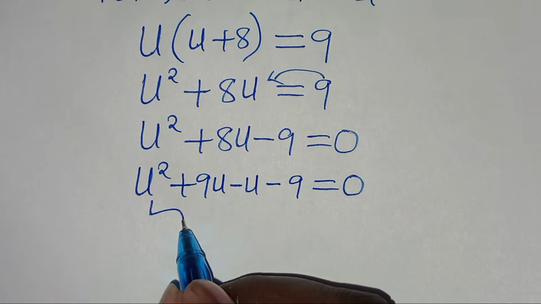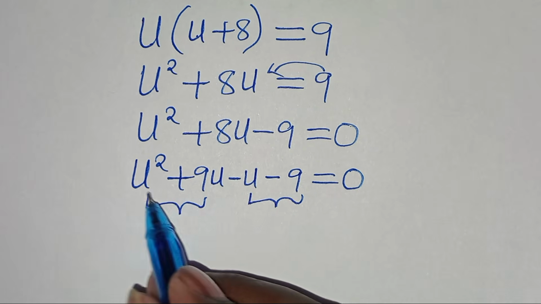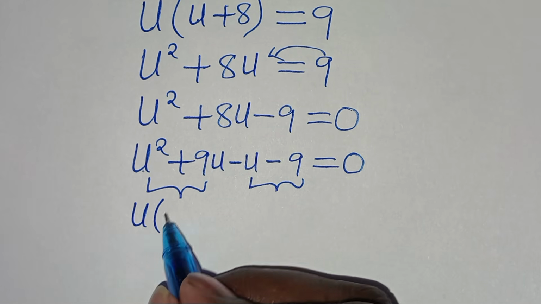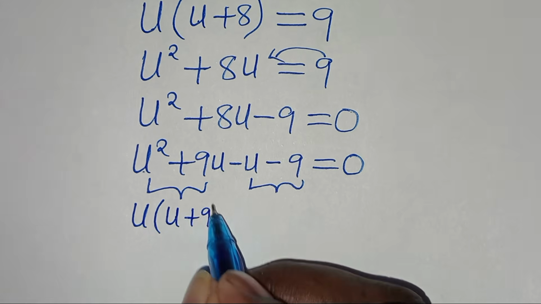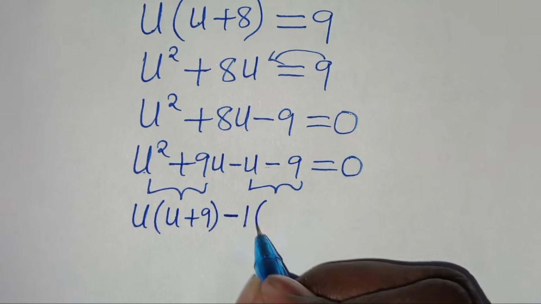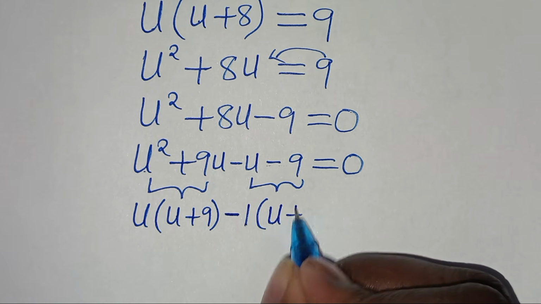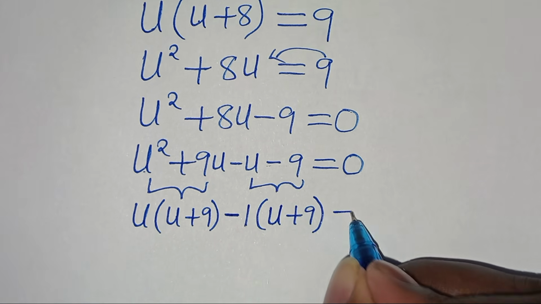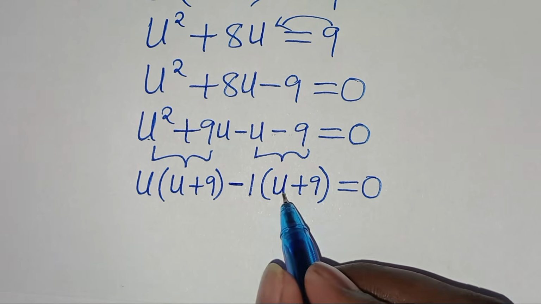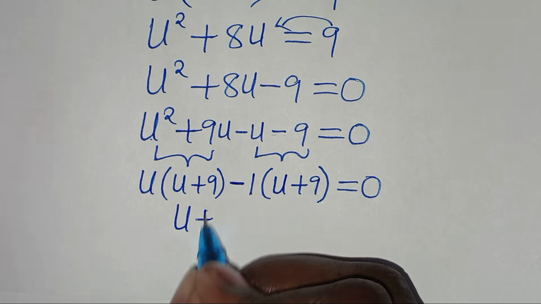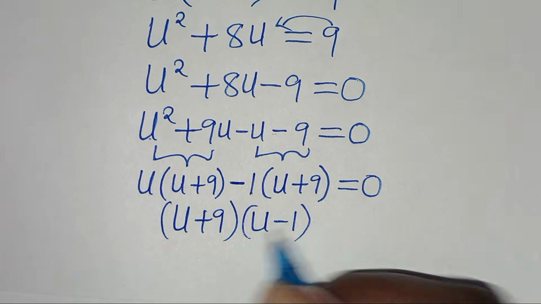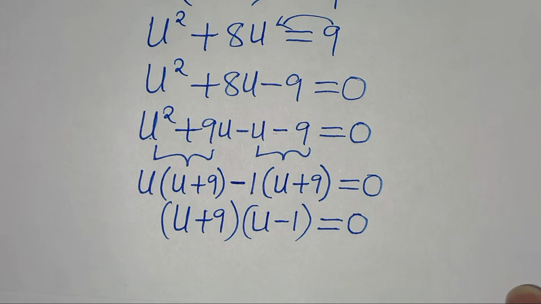So we have got two parts here. From the first part, u is common. We can factor out u so that we have u times (u plus 9). Close the parenthesis. Then minus 1 is common here. So minus 1 into the parenthesis, this is (u plus 9). Close the parenthesis. This is equal to 0. So u plus 9 is common here. So we have (u plus 9) multiplied by (u subtract 1). This is equal to 0.